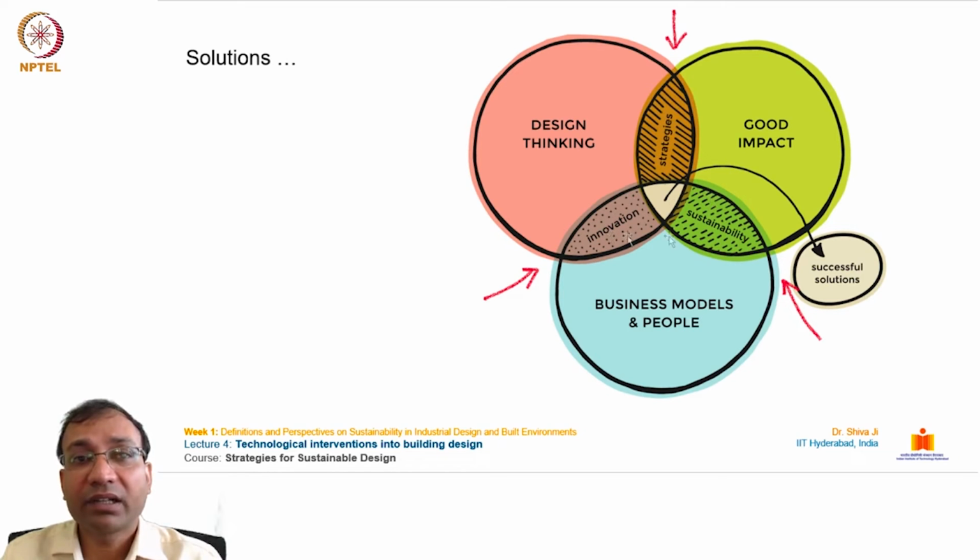And thirdly, of course, we have to satisfy sustainability. At the confluence of these three strategies, the innovative out of the box solutions and sustainability approaches, we get successful solutions. These successful solutions can be utilized for reducing the impact.